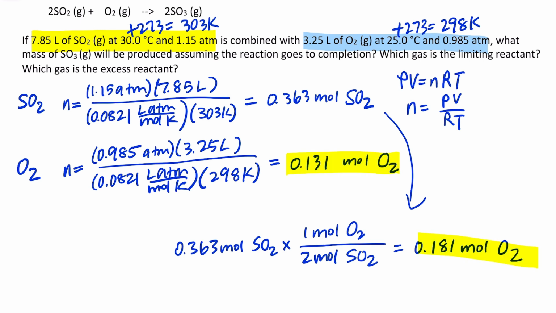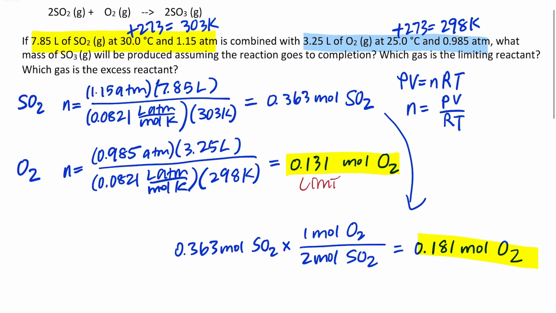So now that we see which number is greater, for O2, it is the limiting reactant. And then SO2 is our excess reactant. And now that we know that oxygen, O2, is our limiting reactant, we can use that to solve for what mass of SO3 is going to be produced.